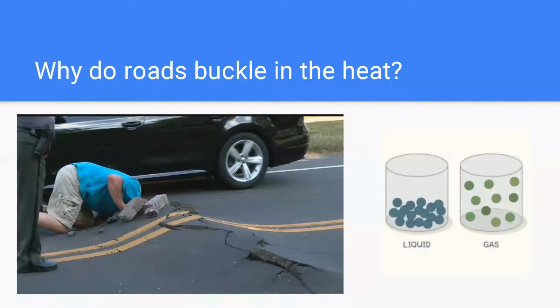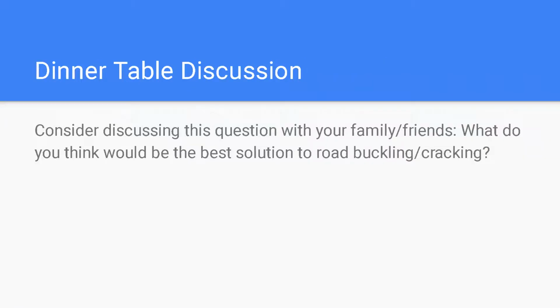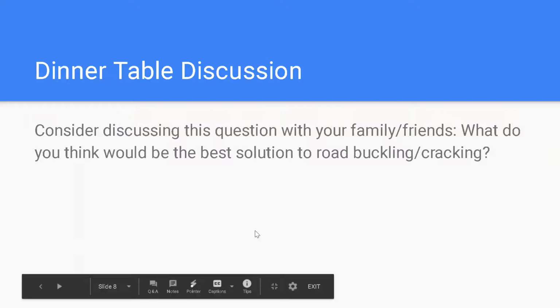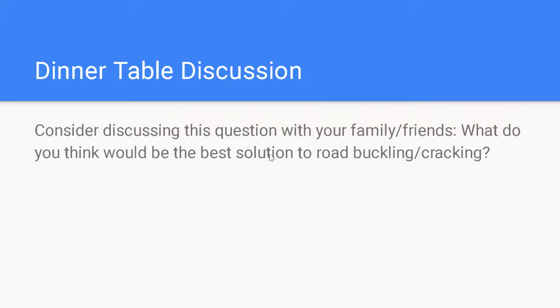Something I want you to think about for tonight: I always like giving you a question to think about with your family and friends, because being a scientist, the most important thing is that you're able to talk to people and communicate your ideas. Super duper important, and share what you think. So the question I want you to think about today is, what is the best solution for road buckling and for road cracking?